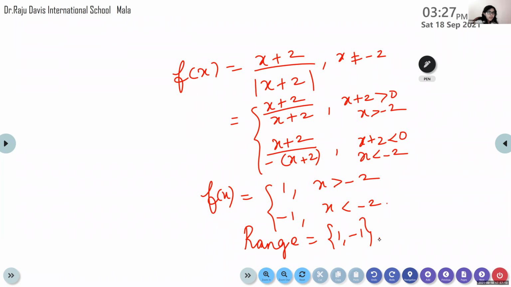Ma'am, rather than doing this, we can substitute with some digits and check, right? Substitute it and you can check. That way also you can do. But here it's a modulus and we have the same value only. The same method we will use when you check for differentiability and continuity of a modulus function. We apply the definitions.